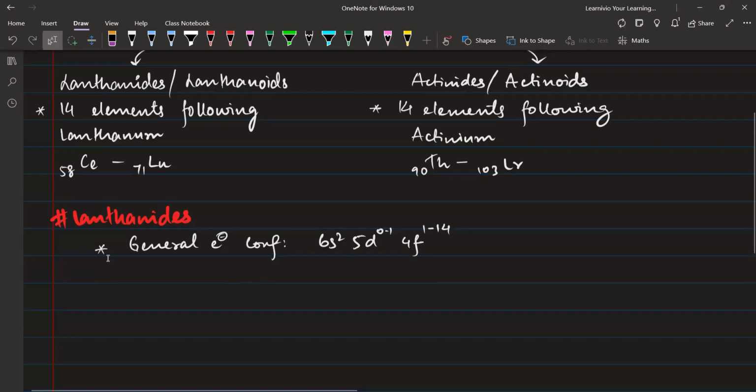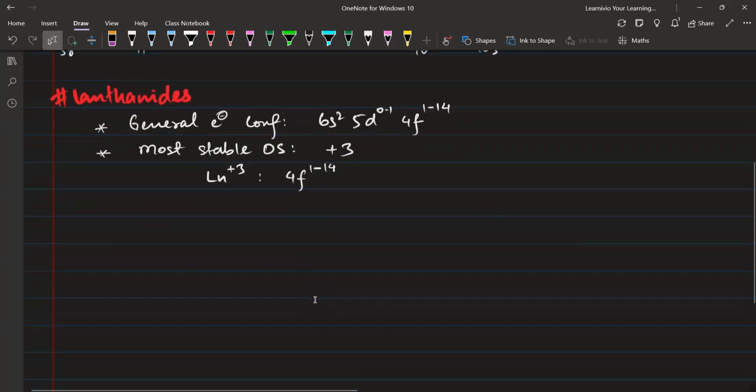Okay. The most stable oxidation state is +3. So lanthanides are shown as Ln, and Ln +3 has this oxidation. This oxidation state removes both the electrons from the 6s2. If there is any electron in the 5d orbital, that is also removed, or if not, then from the 4f. So lanthanide 3 positive will have a general electronic configuration of 4f with 1 to 14 electrons, depending on what lanthanide we are choosing. There are 14 elements, so उसके हिसाब से 1 to 14.